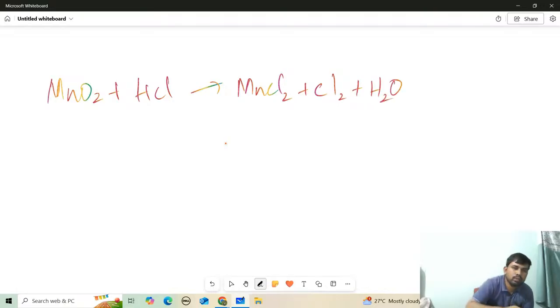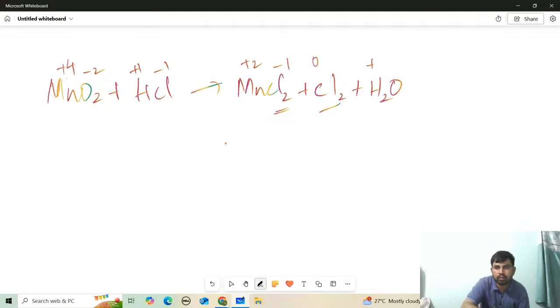So I can say here minus 2, 2 are there. This is minus 2, here minus 2 into 2, minus 4, so it will be plus 4. We can say it will be plus 1, this is minus 1. You see here 2 Cl are there, minus 1 into 2, that is plus 2. If this is elemental form 0, it will be plus 1, this will be minus 2.